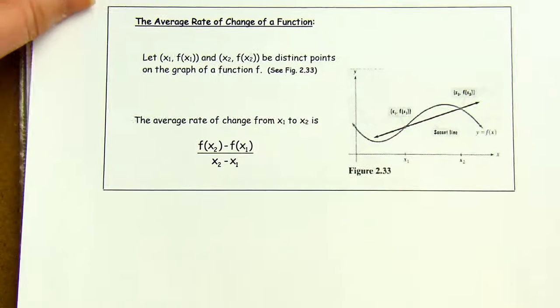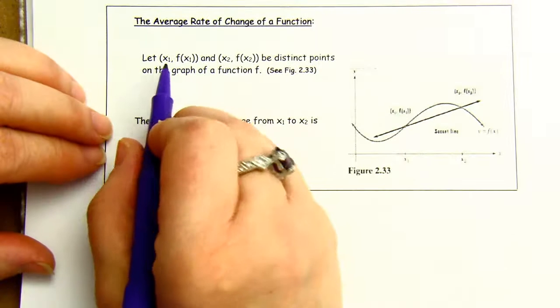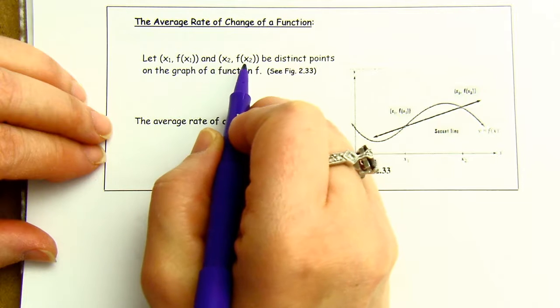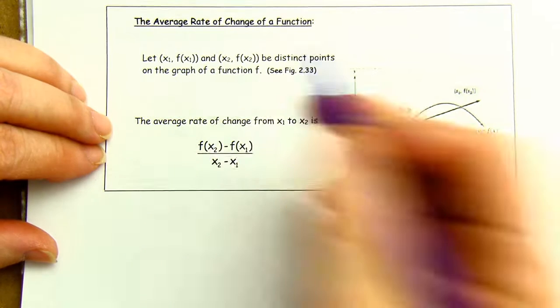All right. Also from geometry, if you remember, the tangent line is the one that just touches or bumps up against it. But this is not a tangent line. This is a secant line, it passes through 2 points. So here, let x sub 1, comma, f of x sub 1, and x sub 2, comma, f of x sub 2 be distinct points on the graph of the function f.